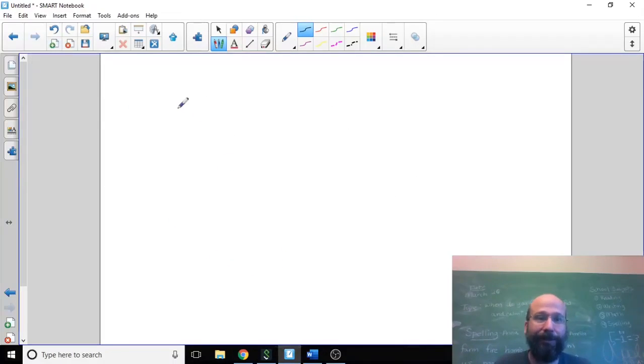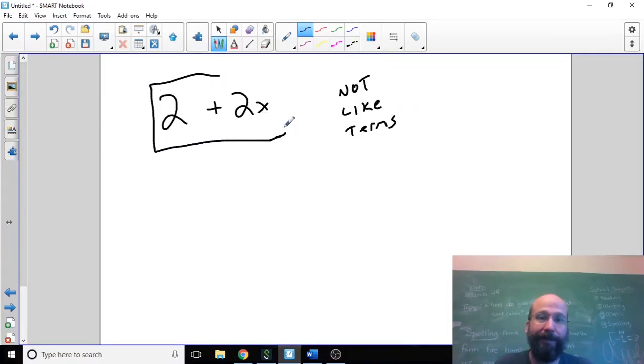The issue becomes when you have something like 2 plus 2x. Right? This is just a number with no variable. This is a number and it has a variable of x. These both don't have the same variable. This has no variable. This has x. So these are not like terms, because one has a variable and the other doesn't. So you can't simplify this anymore. This would be your final answer.